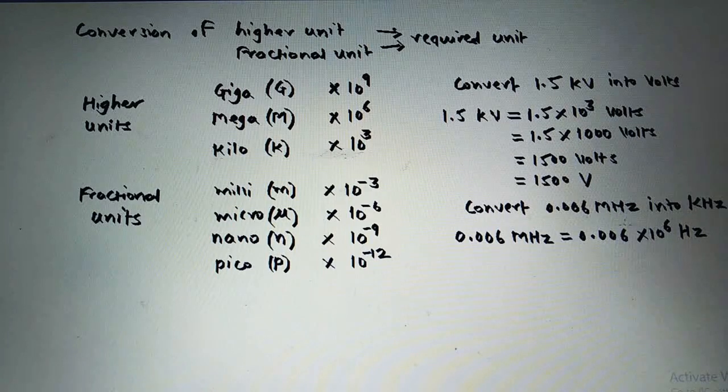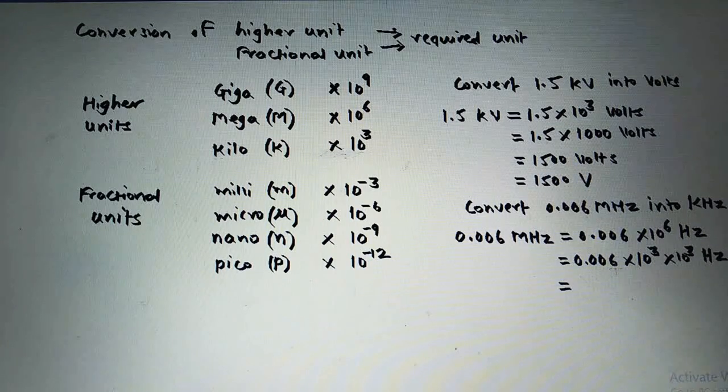Now what we have to convert? We have to convert this megahertz into kilohertz. So we can write this as 0.006 into 10 raised to 3 into 10 raised to 3. We can split this 10 raised to 6 into 10 raised to 3 into 10 raised to 3 here. So 10 raised to 3 into 10 raised to 3, it will be 10 raised to 6. Then we will write here hertz.